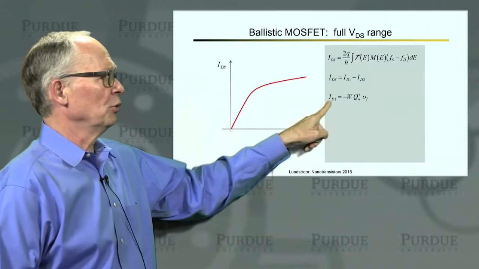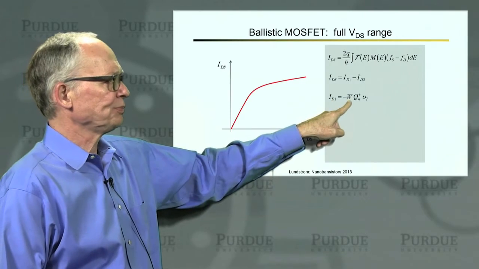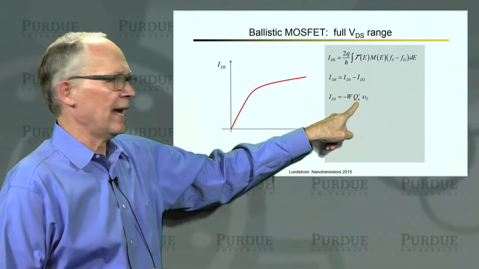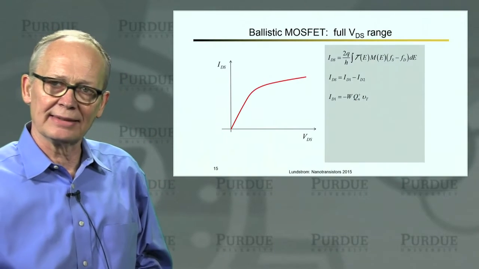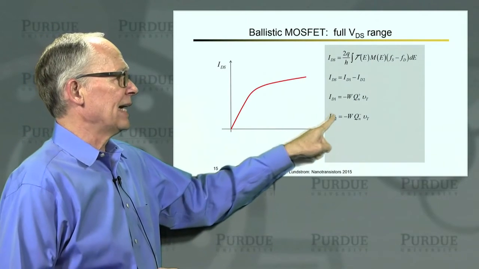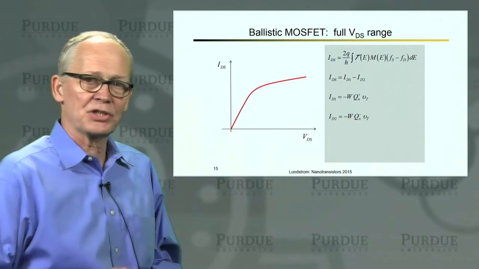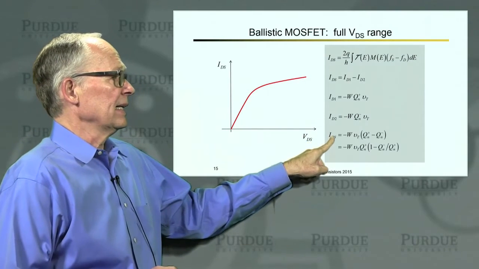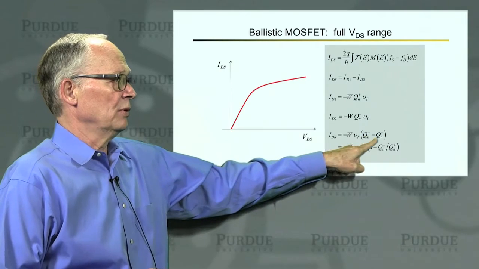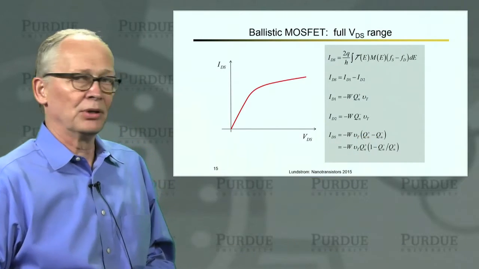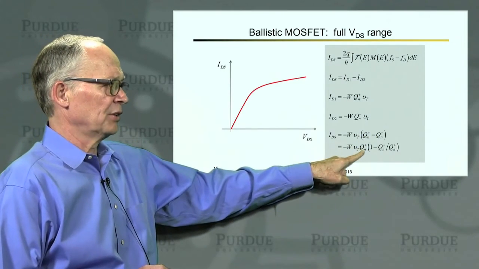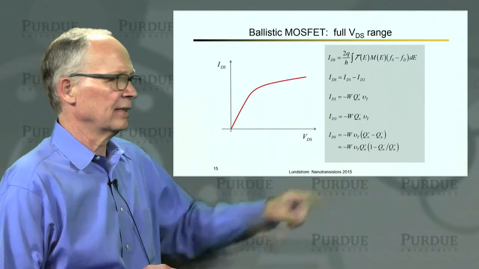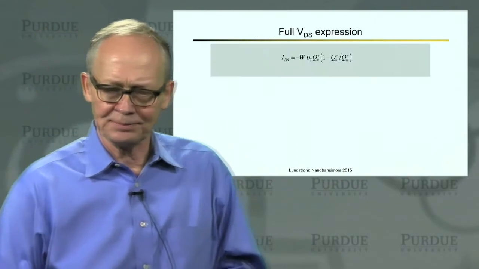So the result will be for ID1, when we work out the first integral, we will just have charge due to positive velocity electrons. For ID2, we will just have charge due to negative velocity electrons. If we want the net current, we have to subtract those two components. And I'll simply factor out a charge due to positive velocity electrons and write the result that way.